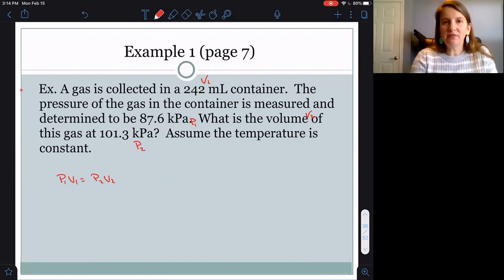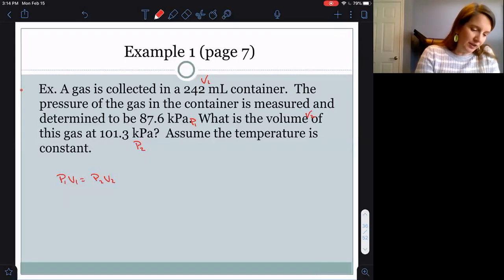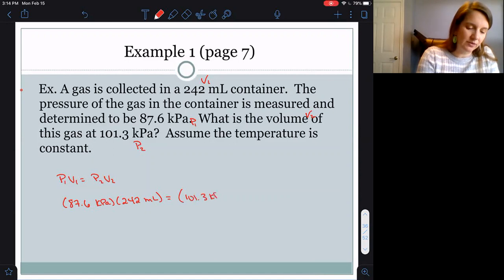Okay? So with pressures and volumes, you can use any units as long as the units are the same on both sides. So our pressure 1 was 87.6 kilopascals. And our volume 1 was 242 milliliters. Our pressure 2 is 101.3 kilopascals. And we're looking for volume 2.